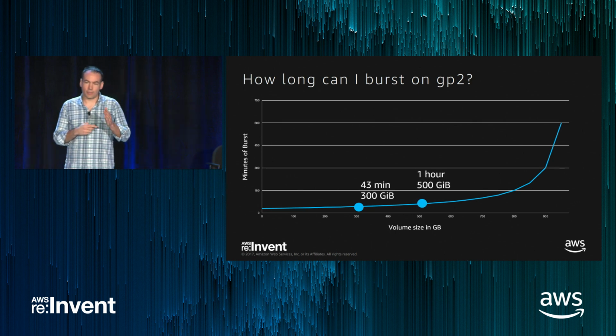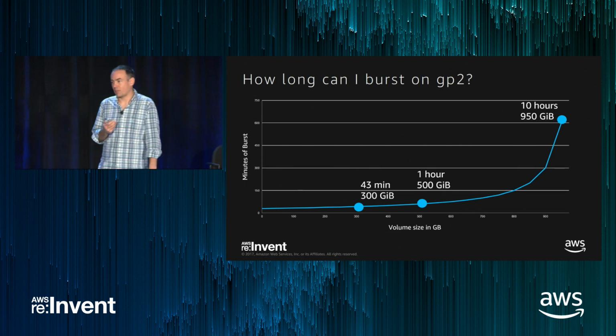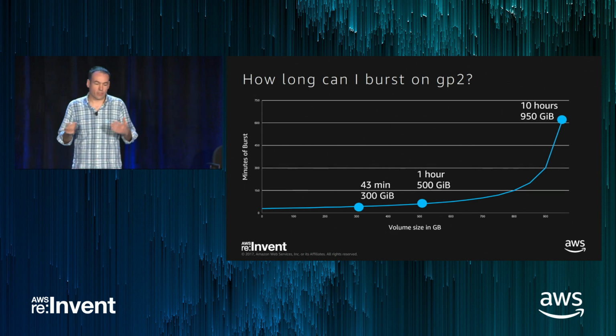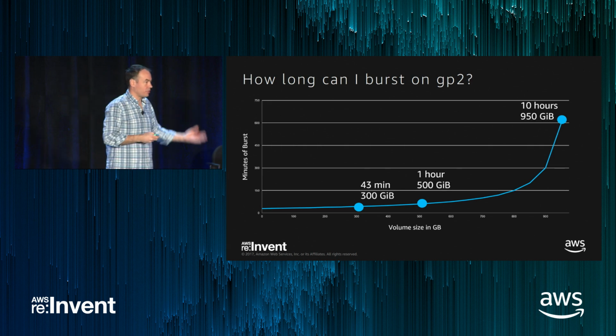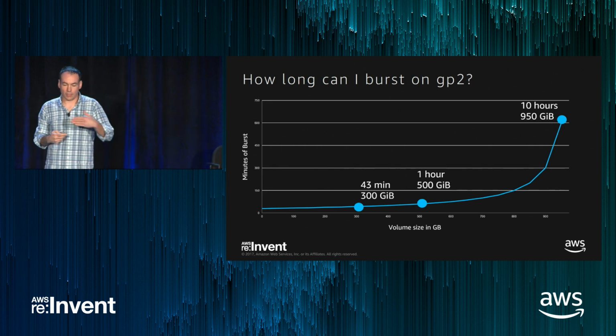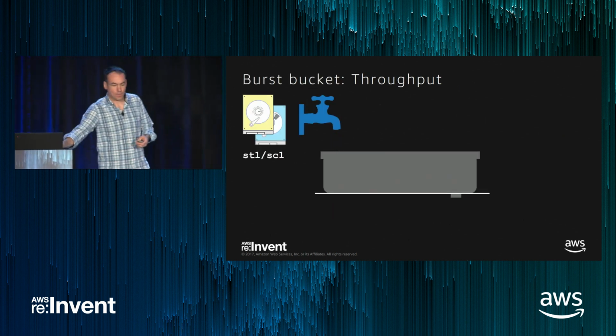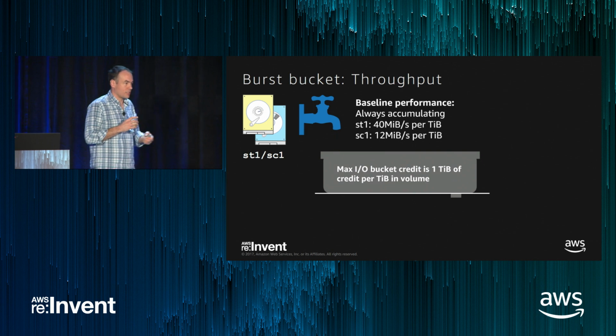And as we get larger and larger, to a 950 gigabyte volume, say, it's 10 hours, and then as it approaches your 3 IOPS per gigabyte limit, you won't have burst anymore. It'll just be that all the time. Throughput volumes work about the same. We just measure throughput instead of IOPS.